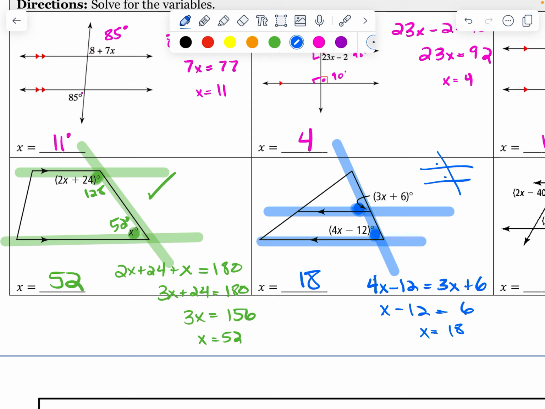And we could double check our work, right? 4 times 18 minus 12 is 60. And 3 times 18 plus 6 should be 60. Woohoo, we got it right.